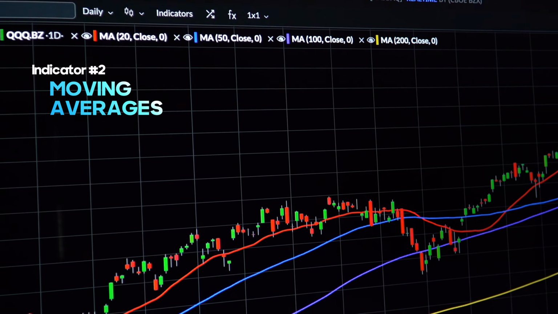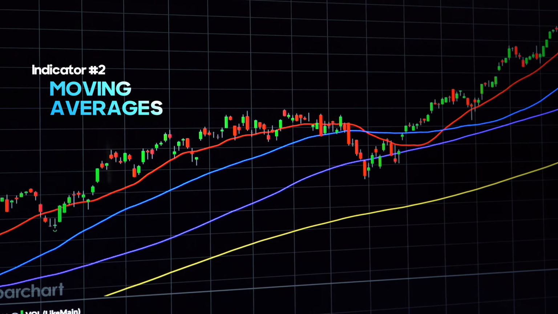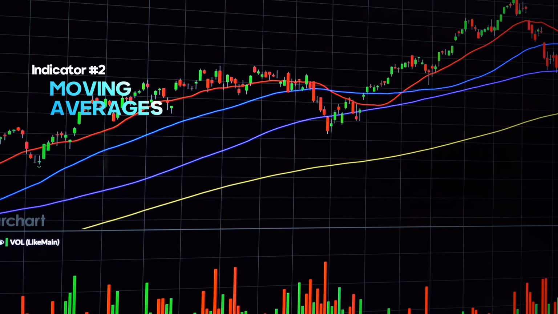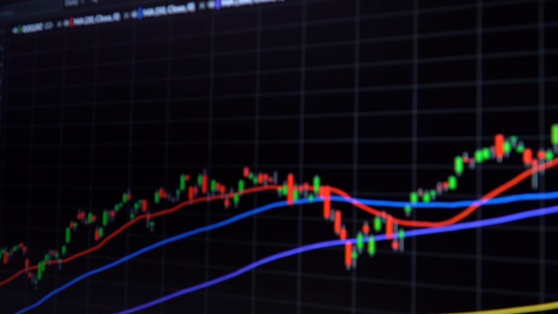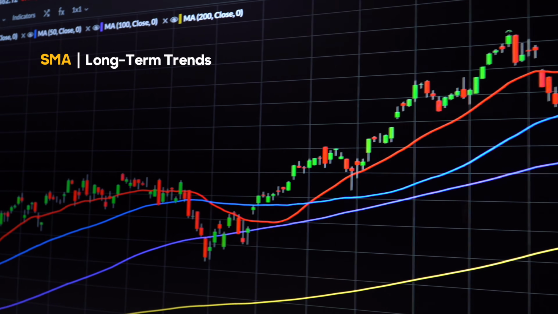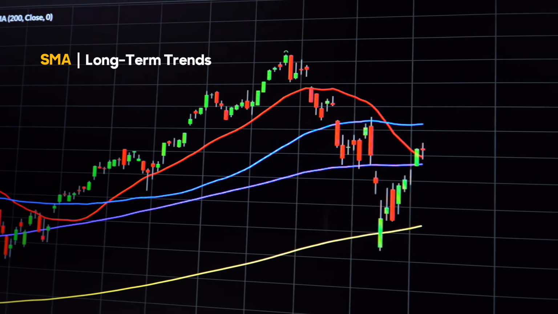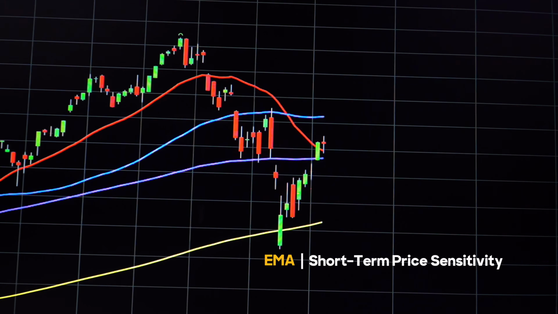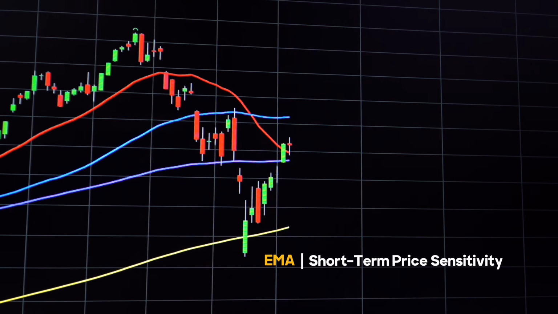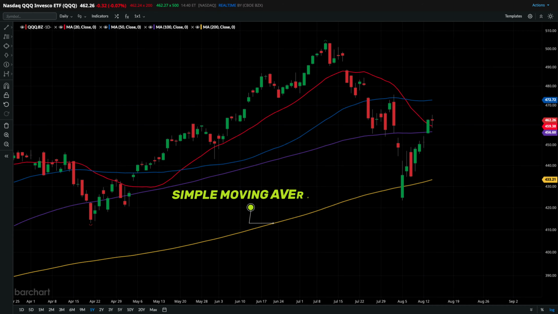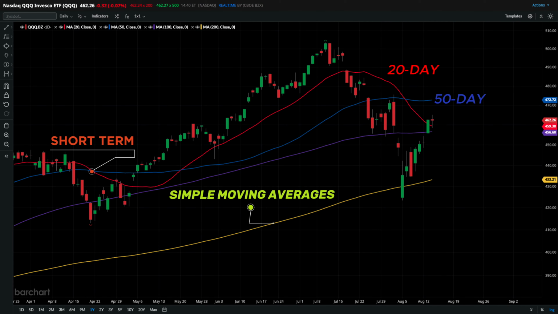Number two is moving averages. Traders and investors use moving averages to spot trends and confirm market direction. The simple moving average smooths out price data to show the overall direction of the market, while the exponential moving average gives more weight to recent prices. The most common simple moving averages are the 20 and the 50 for short-term trades, and also the 100 and the 200-day moving averages for long-term trends.